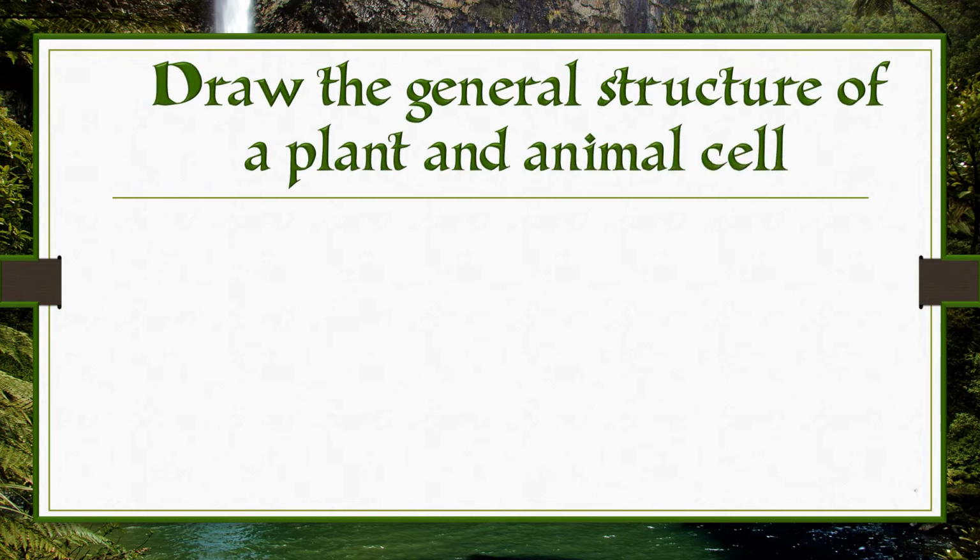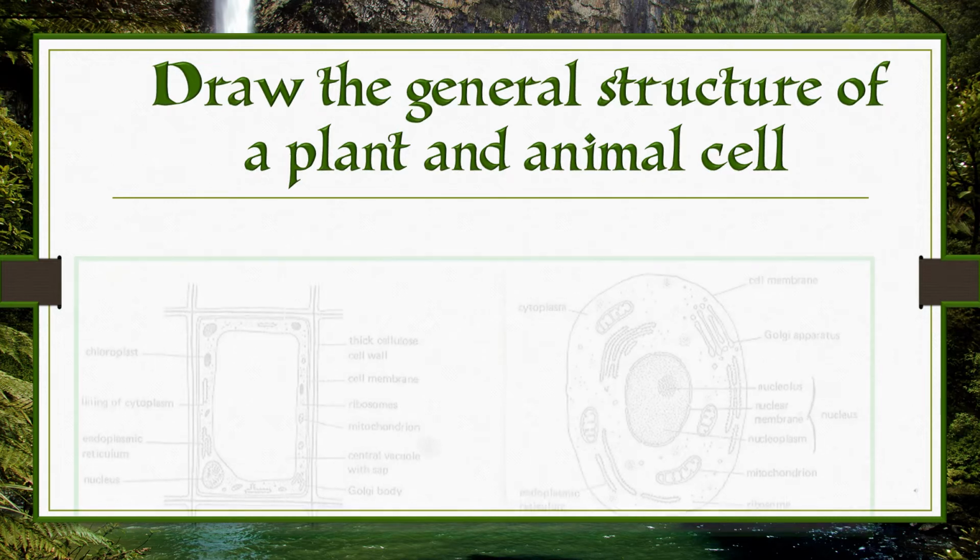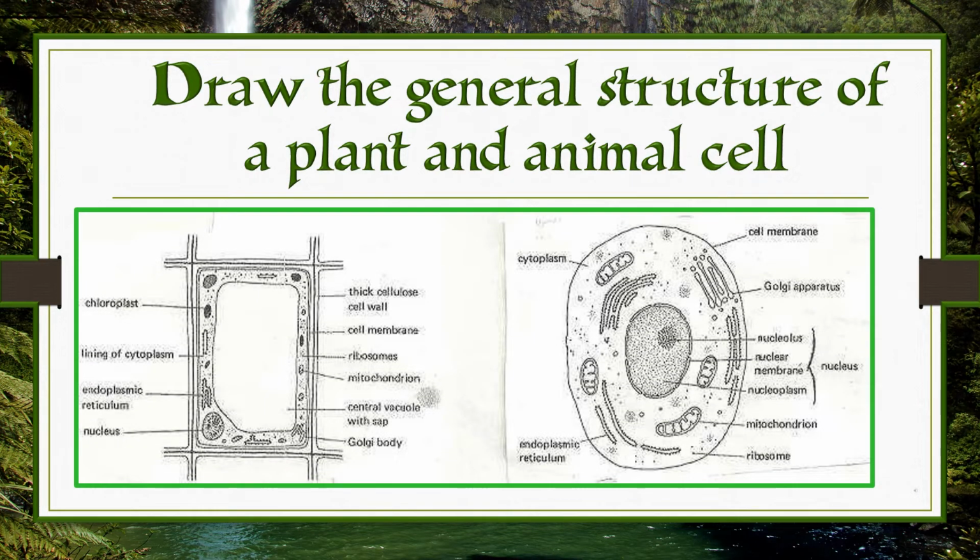Draw the structure of a plant and animal cell. When you look, those are our structures. On your left, we have the plant cell, and on the right, the animal cell, with different parts: chloroplast lining the cytoplasm, endoplasmic reticulum, nucleus, thick cellulose wall, cell membrane, ribosomes, mitochondria, central vacuole, Golgi bodies. And most of those you can also find in the plant cell.